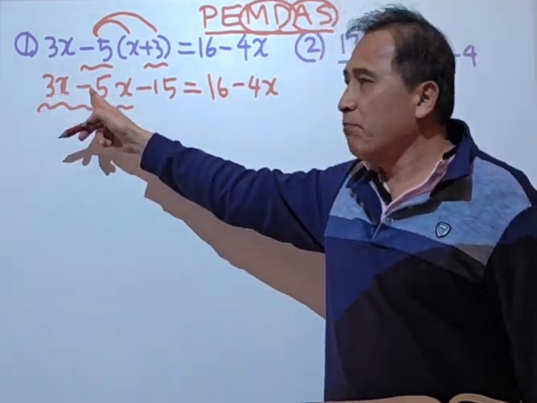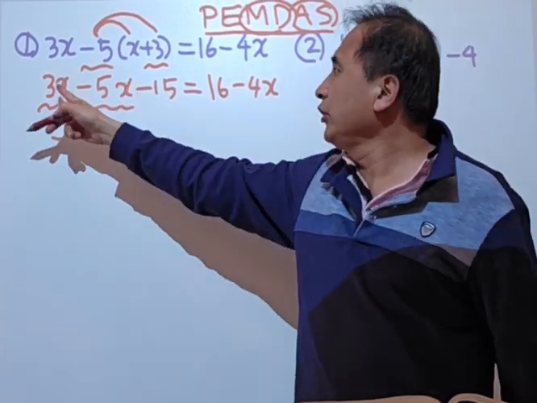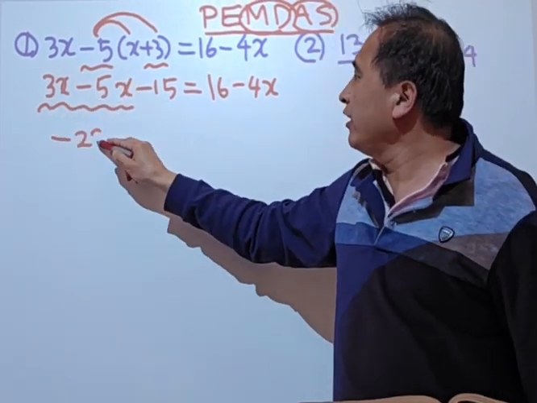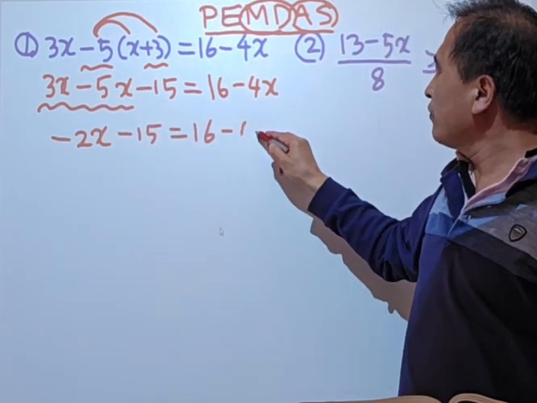One side has like terms, so you can calculate that first. So 3 minus 5x, you only calculate the number in front of it, right? So negative 2x minus 15 and 16 minus 4x.